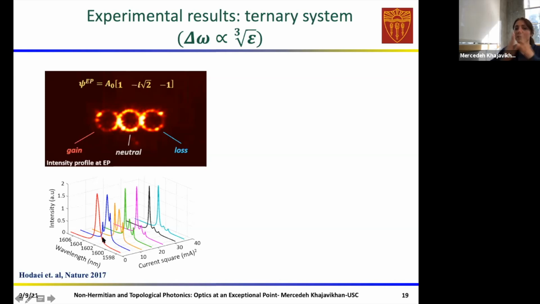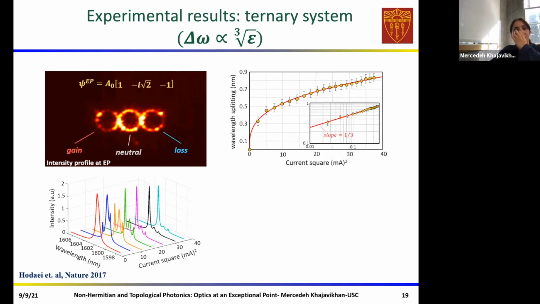And as you can see, as you are applying the perturbation, the system immediately shows three resonances. And then as you increase this perturbation, these three resonances start to shift more and more away from each other. If we now look at the wavelength splitting as a function of the applied current, or the perturbation, we see this third-order behavior, which in the log scale shows that the slope is 1/3. Again, an indication that we are indeed measuring the system. We are seeing this cube root behavior.